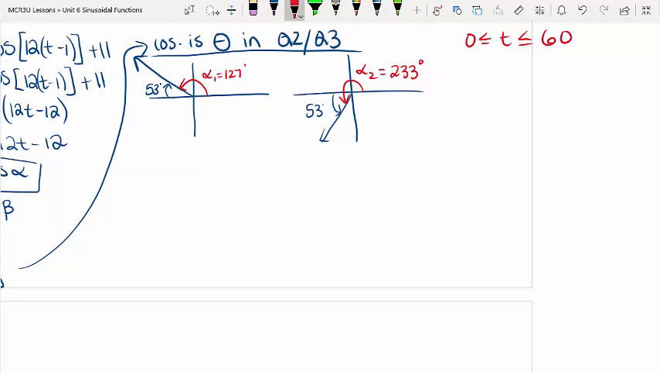But remember from Unit 4, Lesson 8, we have to adjust our domain because we swapped out 12t minus 12 with alpha. So we need to do the same in our domain. So our new domain is actually going to be this. Let's plug each end of the domain into 12t minus 12.